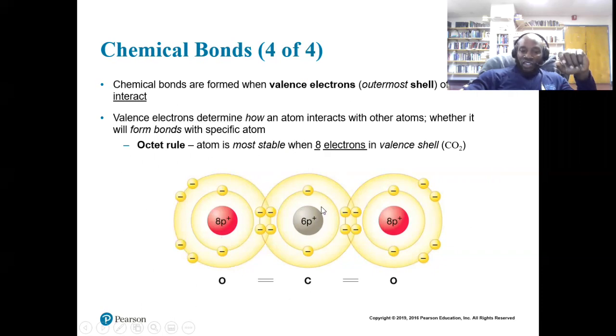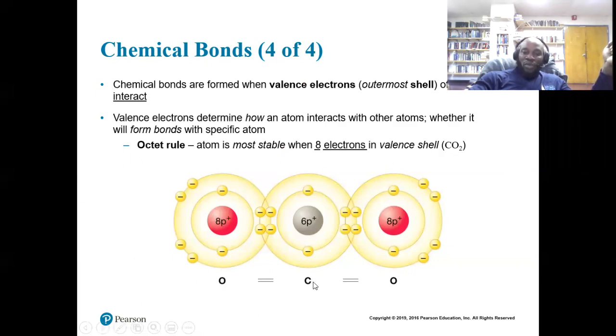Carbon has 6 protons, 6 electrons. So it has 2 in its inner shell, 4 in its outer shell. So it needs to share 4. So carbon is going to share 2 with one oxygen, share 2 with another oxygen. Each oxygen wants to share 2 of the carbon's outer shell electrons, and therefore they all get this, because of the sharing, this covalent bond, we call it. That means we're sharing each other's electrons. We get satisfied with that 8.